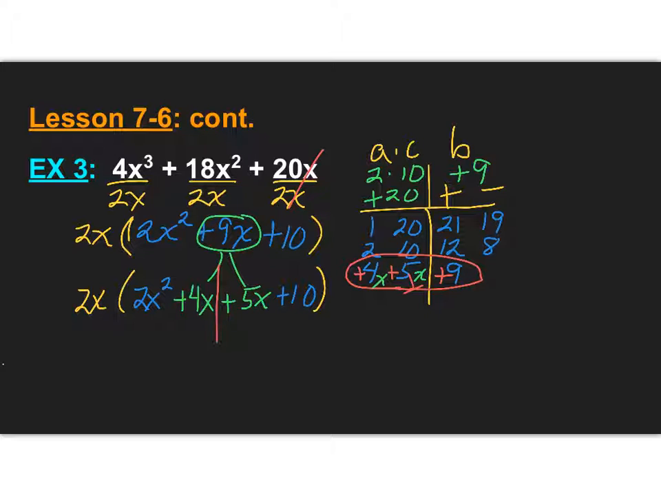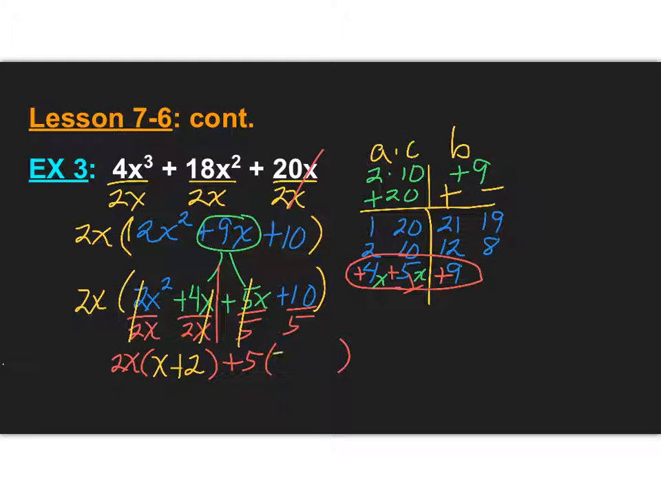So the first GCF here would be 2x. Take that out in front of parentheses and perform your division. So the 2's cancel. X squared divided by x is x. 4 divided by 2 is 2, and those x's cancel. The next group have a 5 in common, so we're going to pull out in front a positive 5. Perform your division. The 5's cancel, bring down the x. 10 divided by 5 is 2.